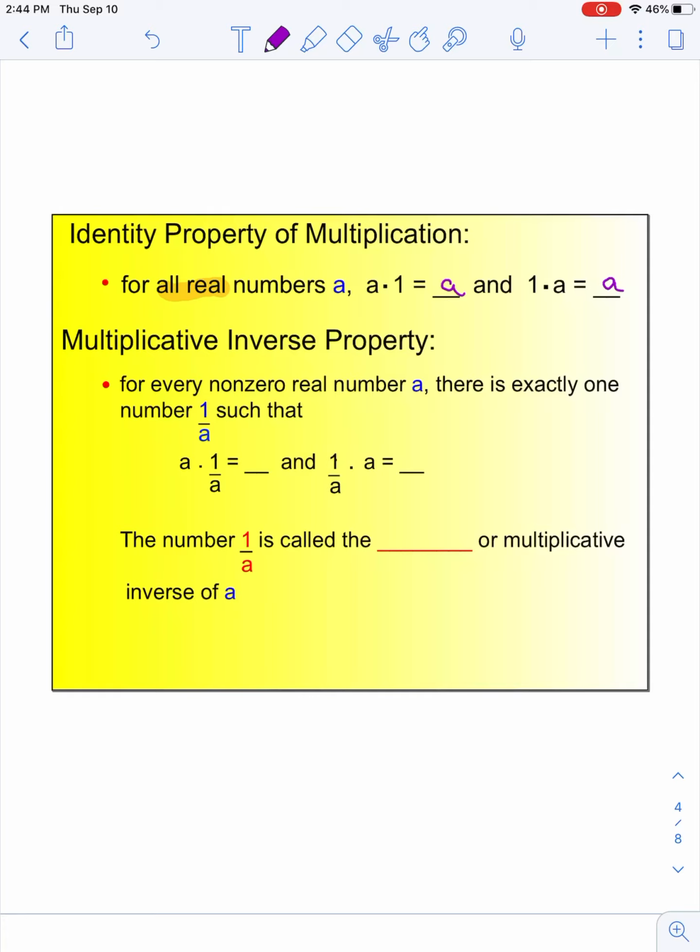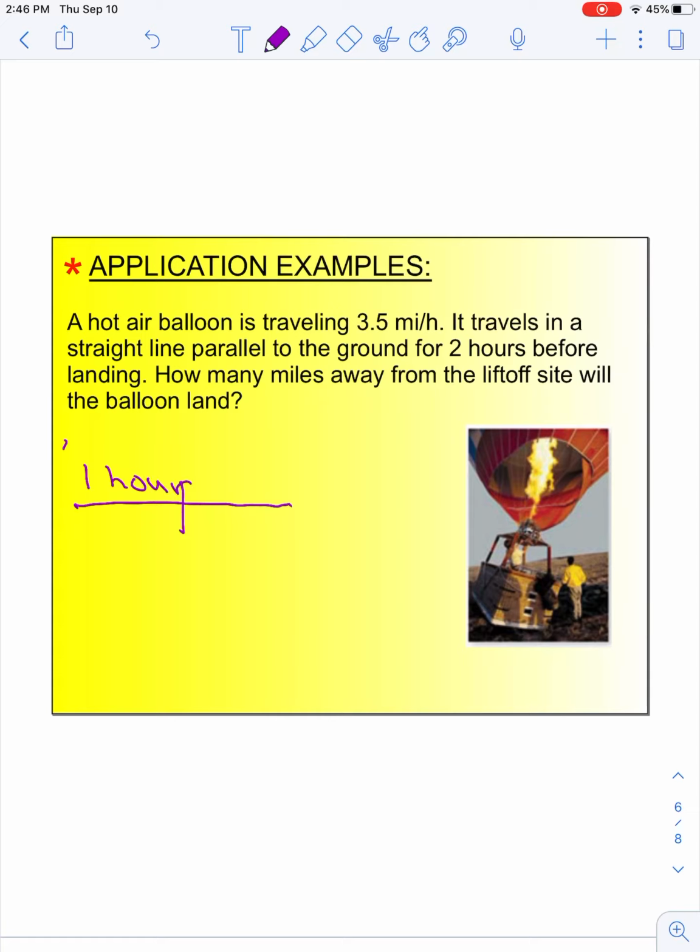Let's try a word problem. Where would you get a word problem where you're multiplying and dividing? Remember, multiplication is just repeated addition. I put a pretty simple one in here, but it says a hot air balloon is traveling 3.5 miles per hour. It travels in a straight line parallel to the ground for 2 hours before landing. So what this means is after 1 hour, how far would this hot air balloon have traveled?